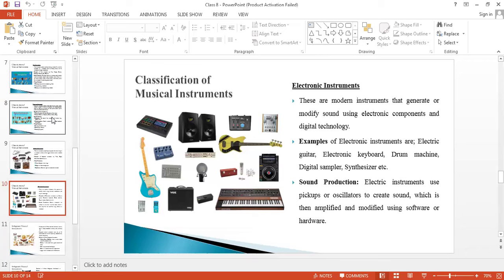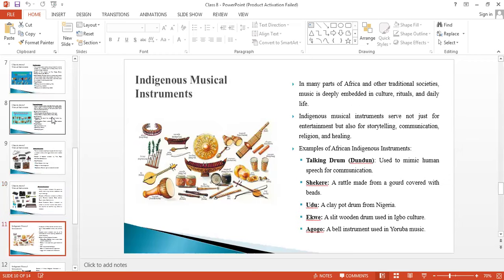Lastly, we will talk about the electronic instruments, which are modern instruments that generate or modify sound using electronic components and digital technology. Examples of these are the electric guitar, electronic keyboard, drum machine. We have the electric drums too, digital samplers and synthesizers. And sound production is made possible through the use of pickups or oscillators to create sound, which is then amplified and modified using software or hardware.